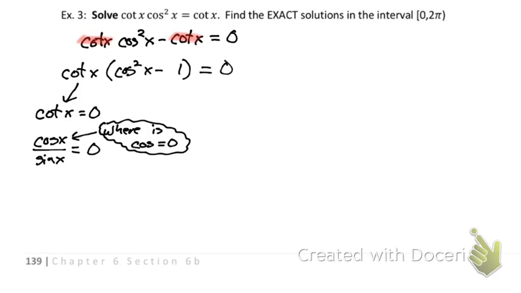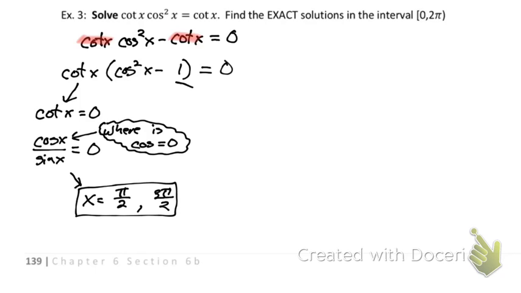So either I'm looking for where tangent's undefined, if you know your tangent values, or you're just looking for where cosine equal to 0. And who can give me those two values? Right? Pi over 2 and 3 pi over 2. Yeah. So this one's going to result in x equals pi over 2 and 3 pi over 2. Those are two of our answers.